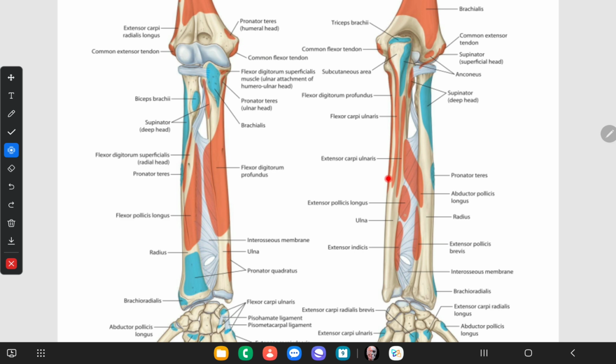Then from the lateral aspect, the abductor pollicis longus muscle, and then the extensor pollicis longus muscle, and then the extensor indicis muscle origin. So those are the muscle attachments to the ulnar bone. That's all about the ulnar bone. Hope you guys understood clearly how you should describe the features of the ulnar bone.